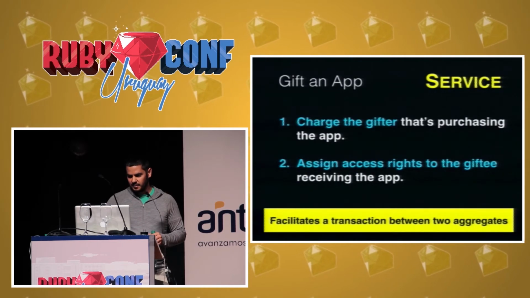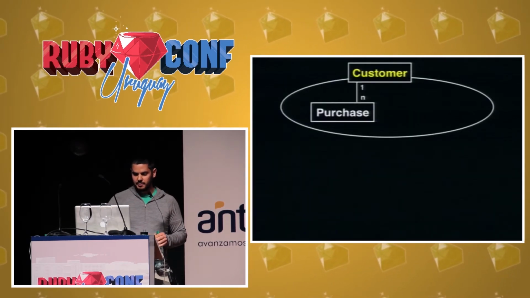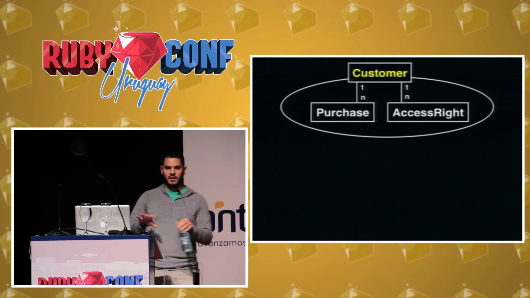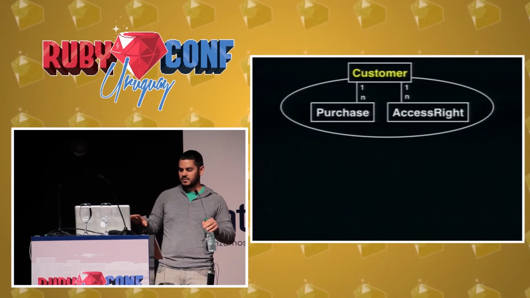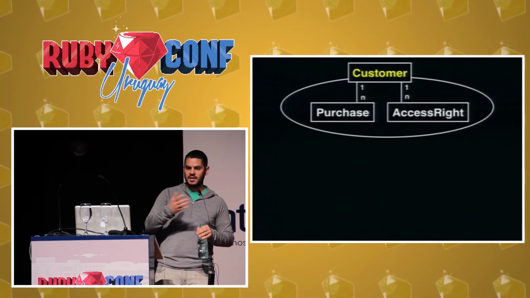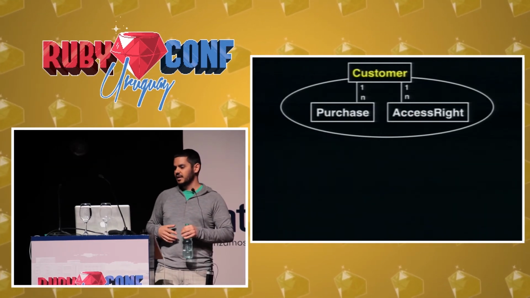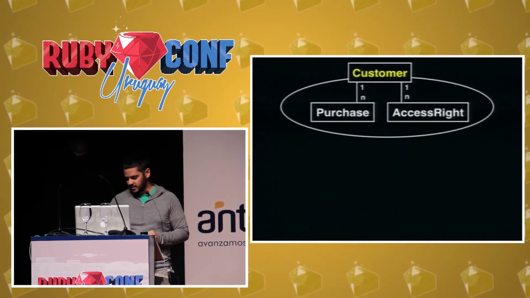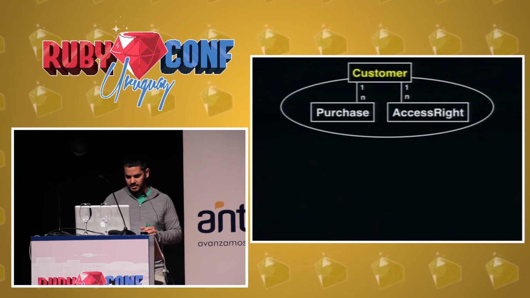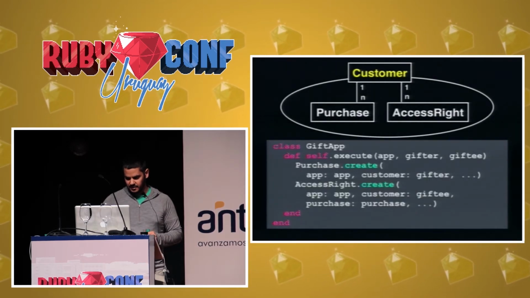So let's go back to our domain model, refine it a little bit. Before we just had a purchase, we're going to add an access right now so that we can separate a purchase from an access right. A purchase is assigned to the customer that made the purchase, and then we have an access right for the customer that can access the app. So here's our example of a service and what it would look like.